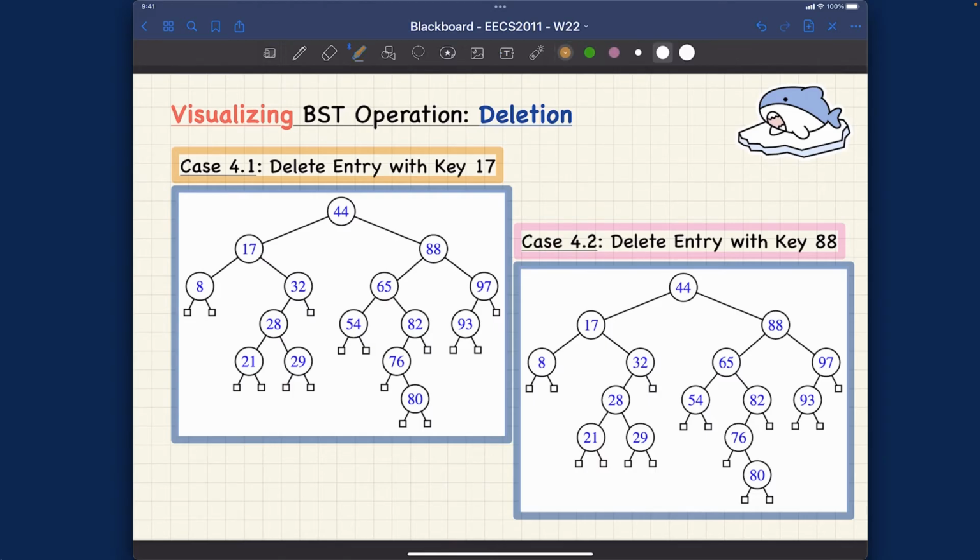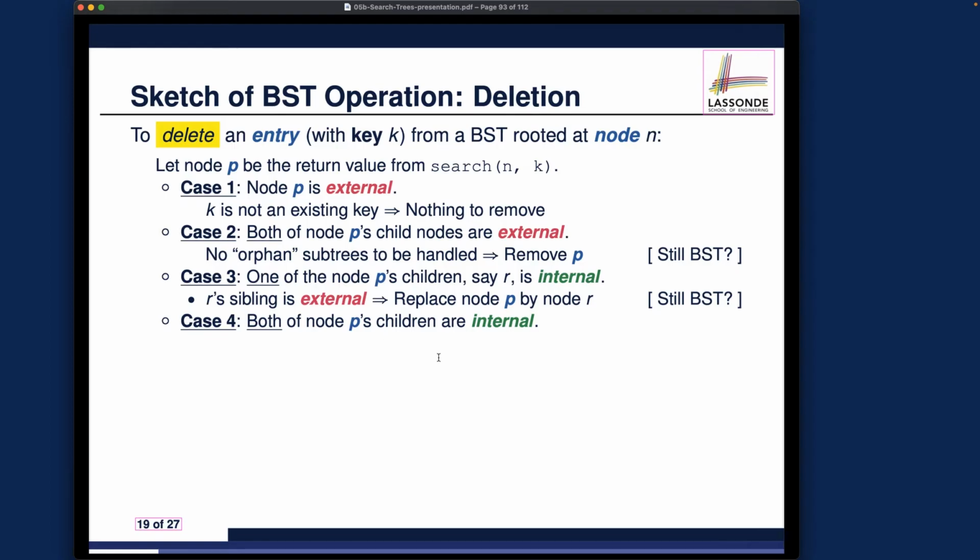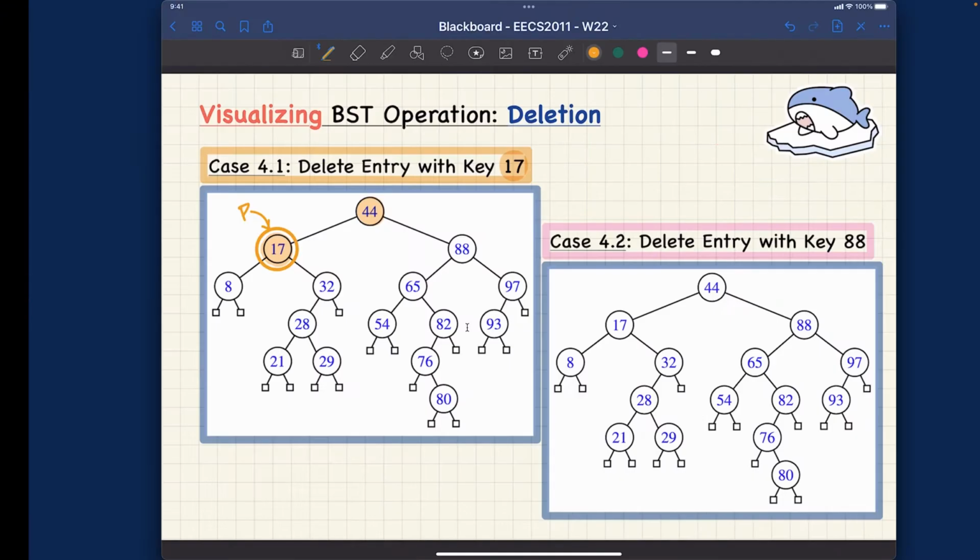Case 4.1 is going to be removing the node with the key 17. Let's try. Start with the root 44, 17 is less than that, and we're lucky, we have found it. Of course, in general, you may have to go down level by level to the node that actually has the hit, or maybe it wouldn't be a successful search. In this case, this 17 will be the P that's returned from the search routine. This will be P. And don't forget, P is the node to be removed. That's the variable name we are using as before.